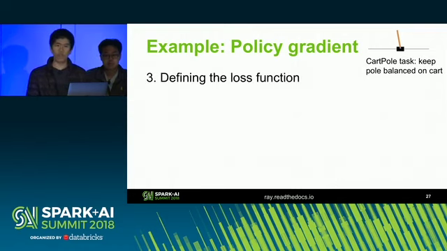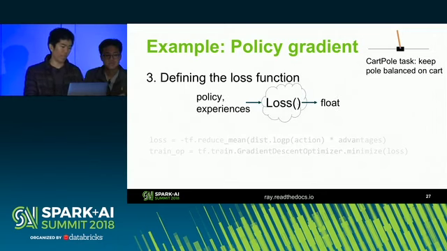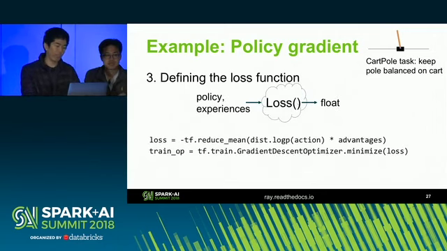And finally, we need to define the loss function. And there are many ways to do this. But for policy gradient, this basically amounts to telling TensorFlow you want to increase the probability of good actions. And once you define the loss function, you can use gradient descent to improve the policy towards that objective.